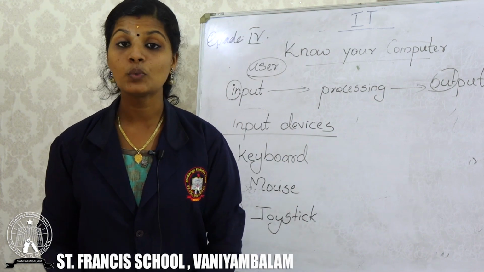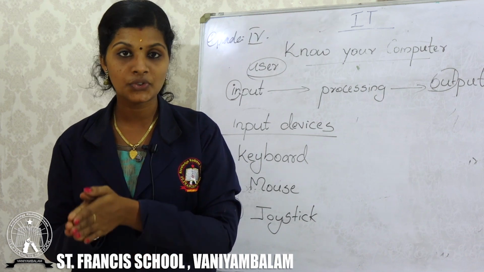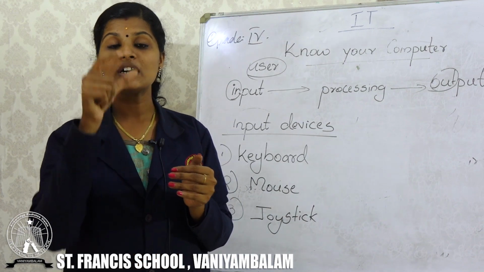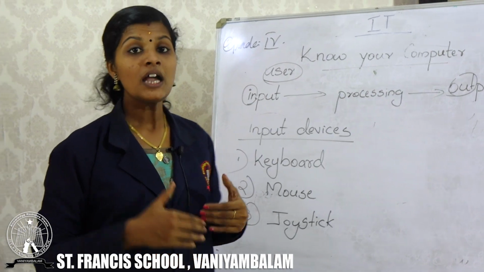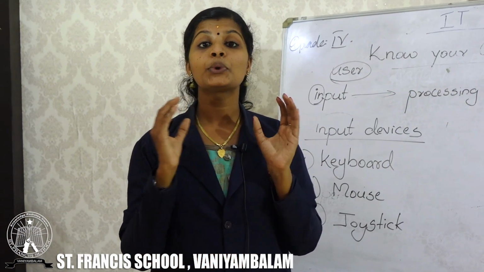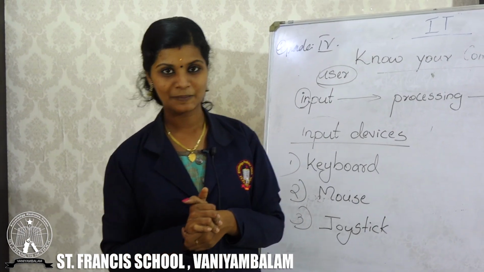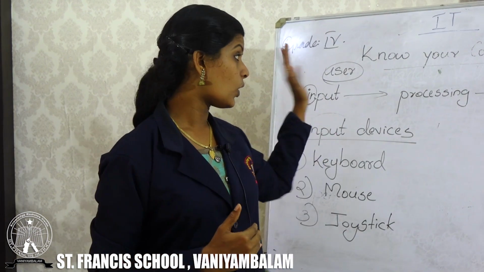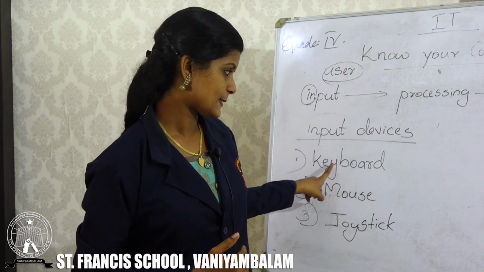So children, what you want to do is open your textbook page number 2 and 3. Read the working of a computer. Also read the first three input devices I have discussed here. Read as many times as possible. Also you can look at the pictures of those devices. Hope all of you are clear up to here. We have discussed the working of a computer and also three input devices.